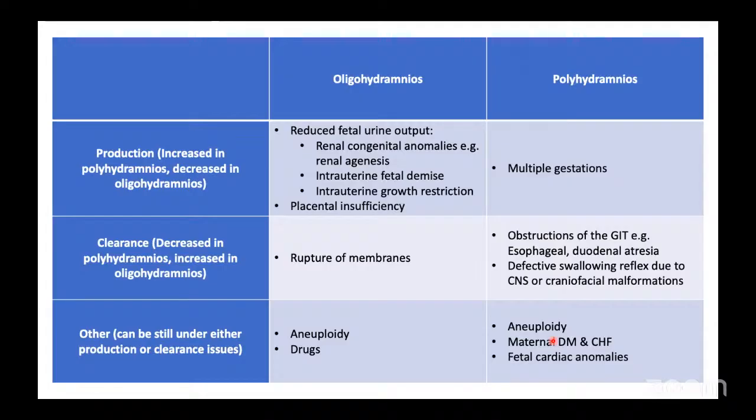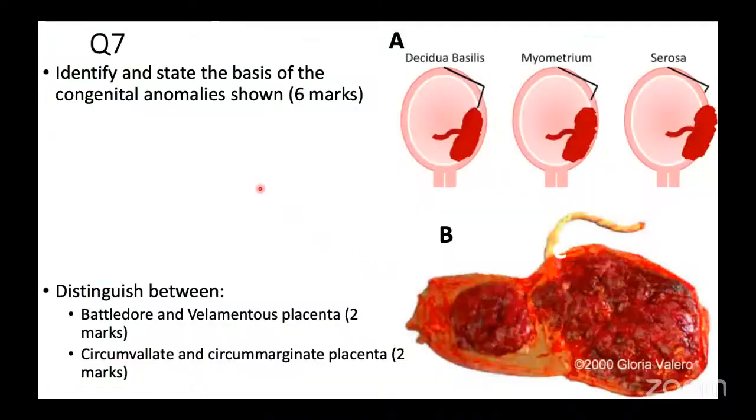All right. Question 7. Identify and state the basis of the anomaly shown, and then distinguish between Battledore, filamentous placenta, and then circumvallate and circummarginate. Okay, let me give you a minute to answer.